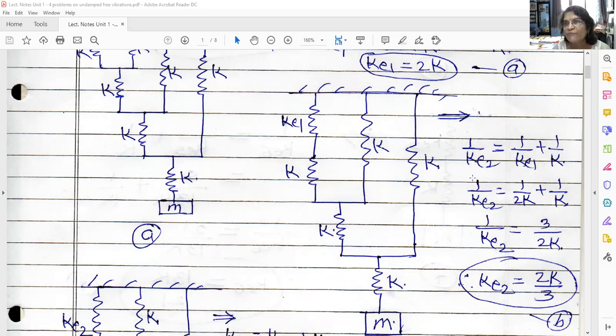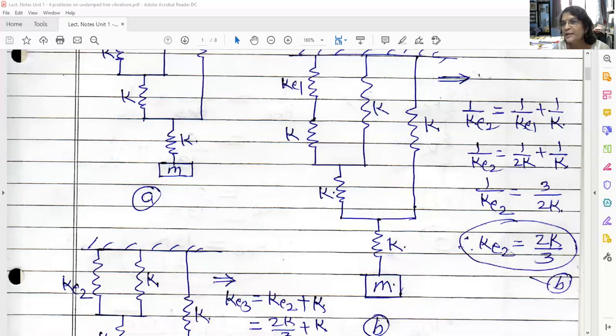Okay. So 1 upon Ke2 is equal to, what is the value of Ke1? We have already found out, that is 2K. So put the value of Ke1, that is 1 upon 2K plus 1 upon K. Okay. So that will give you 1 upon Ke2 is equal to 3 upon 2K. So what you will get? Ke2 is equal to 2K upon 3. This is the equivalent stiffness of these two springs. Okay. So in the next diagram, I will replace these two springs by single equivalent spring Ke2.